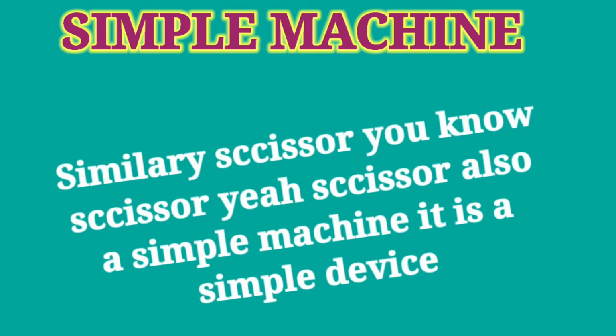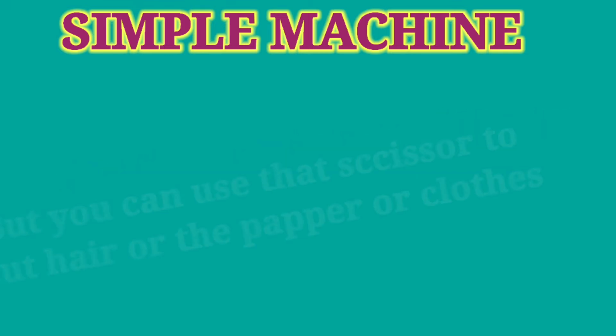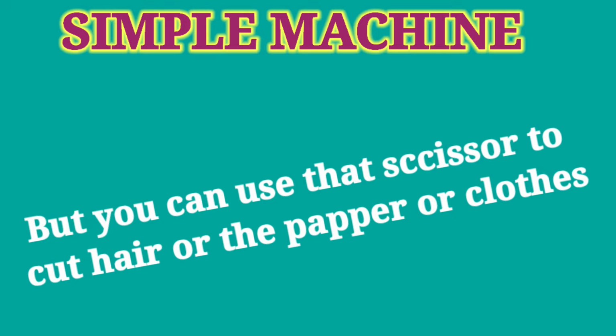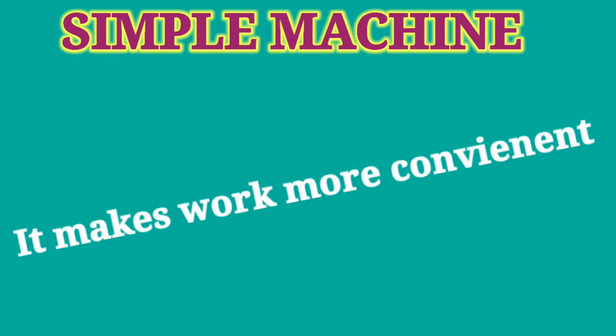Similarly, scissor. You know scissor? Scissor is also a simple machine. It is a simple device, but you can use that scissor to cut hair or paper or clothes. It makes work very easy. It makes work very fast. It makes work more convenient.